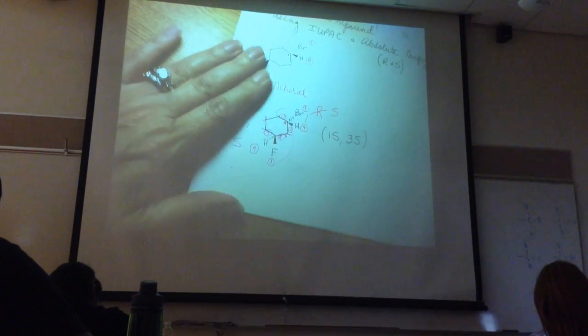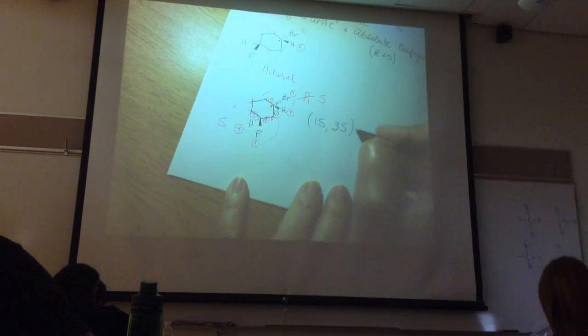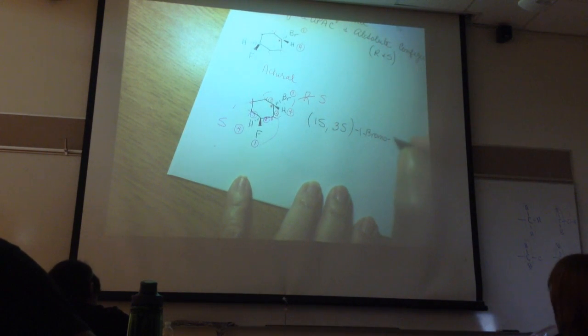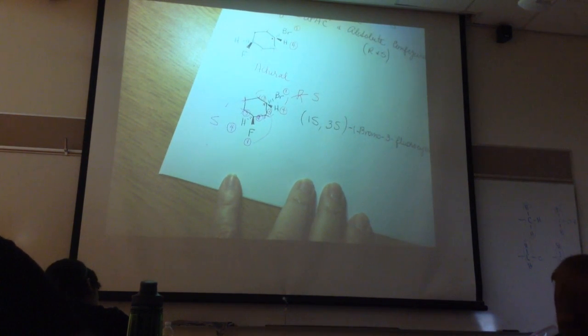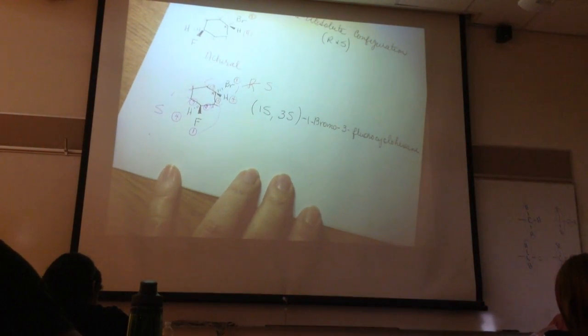Now here's the story. So that's the name for that compound. And yes, you will write the rest of it, the 1-bromo, the 3-fluoro, cyclohexane. That will be the entire name for that compound: 1S, 3S, 1-bromo-3-fluorocyclohexane.